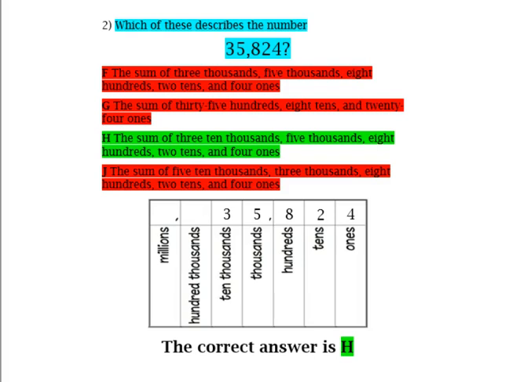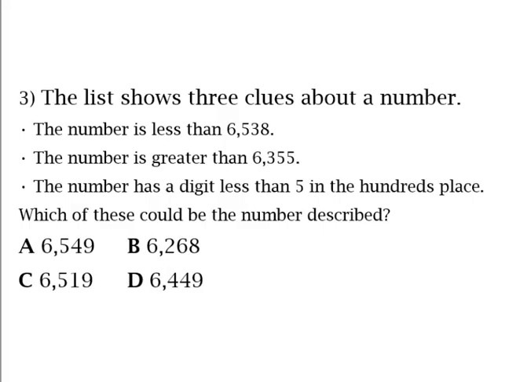Let's move to question number 3. The list shows 3 clues about a number. Clue 1. The number is less than 6,538. Clue 2. The number is greater than 6,355. Clue number 3. The number has a digit less than 5 in the hundreds place. Which of these could be the number described?